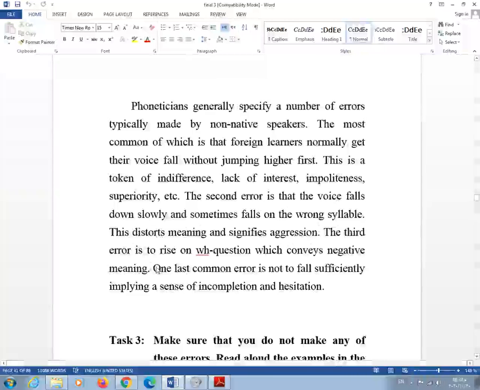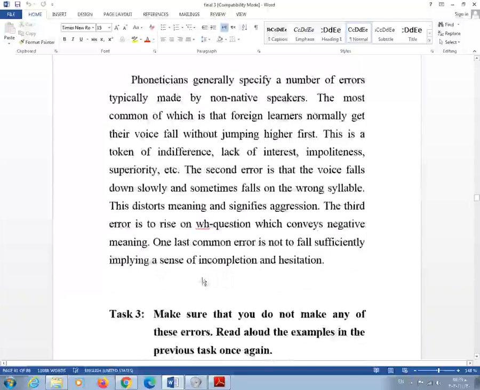Okay. The third error is to rise on WH questions, which conveys negative meanings. WH questions usually have falling intonation. If you rise on a WH question, it could give a negative meaning. One last error is not to fall significantly, implying a sense of incompletion and hesitation. Your fall is not complete, is not sufficient, and this makes a sense of incompletion and hesitation.